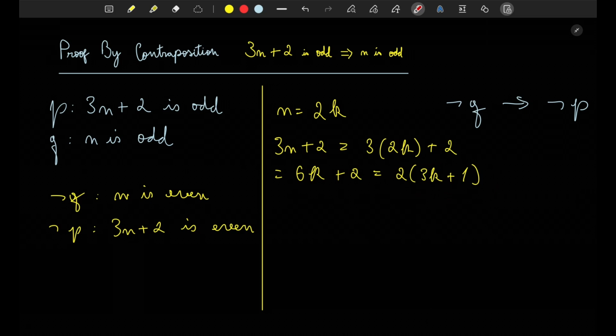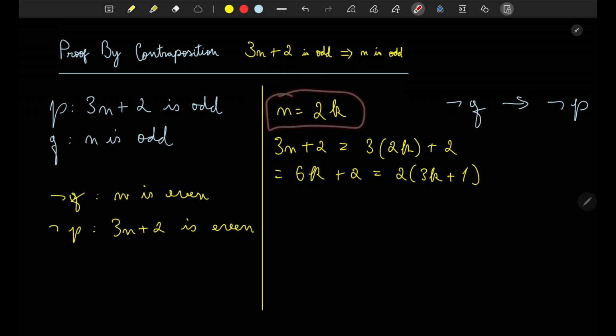And so here what we've got actually is 2 times an integer, which, as we said before, is an even integer. So what have we proved here? We have proved that if n is even, then 3n plus 2 must also be even, which is precisely what we wanted. And that's it.